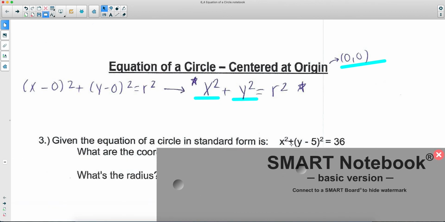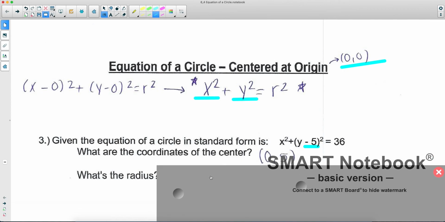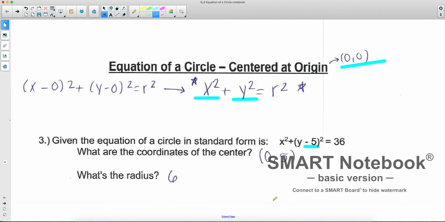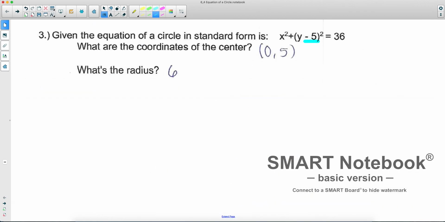So the center, it's just x squared, so that should be 0. And then over here, we look to see it's y minus 5, so we take the opposite sign, which is plus 5. So (0, 5) is your center. And for the radius, you have to take the square root of 36, because remember, it's really r squared. So if you want r by itself, you take the square root, and that is just 6. So your radius is 6.